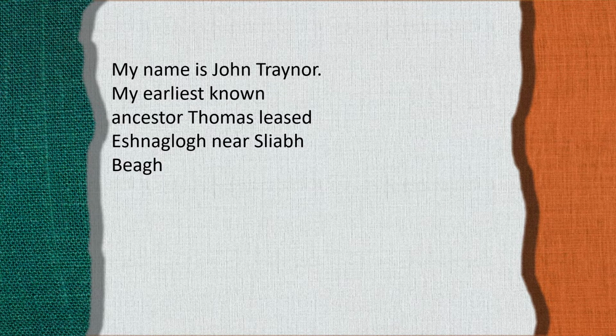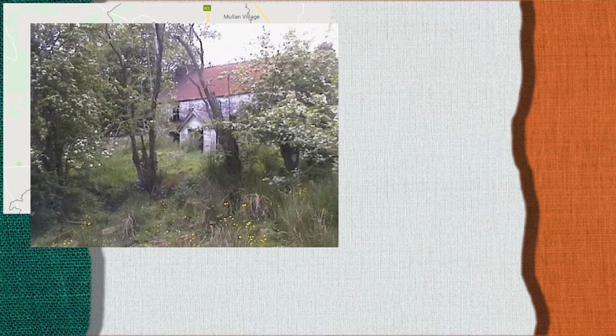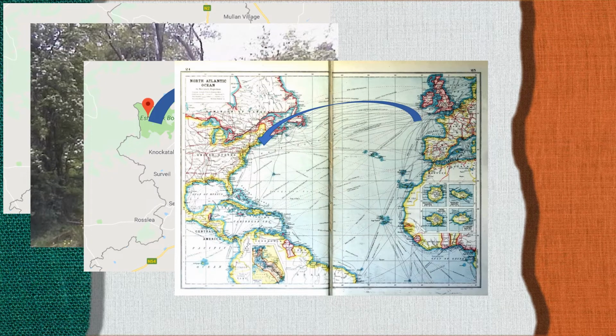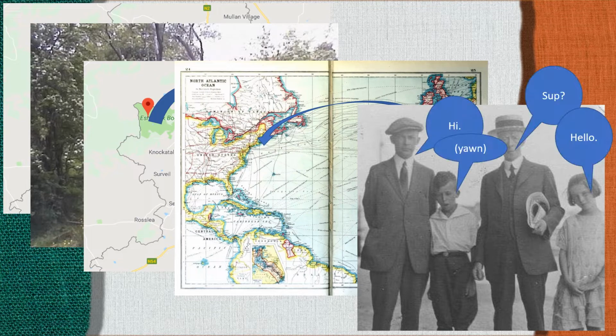My earliest known ancestor was named Thomas, and he leased land called Eshnagla near Slieve Bee in the northwest corner of Monaghan. His family moved over the course of the next couple of generations, first to Tadavnet, and then to Mullahanshigo, and then to New York City, where my grandfather, great-grandfather, father, and aunt are pictured here in this photograph in the 1920s.